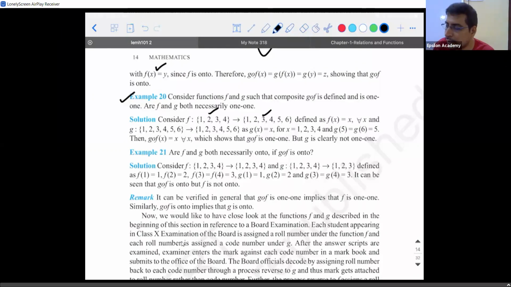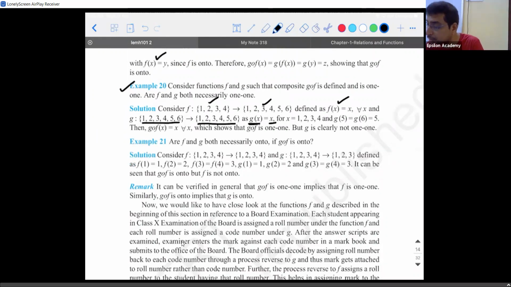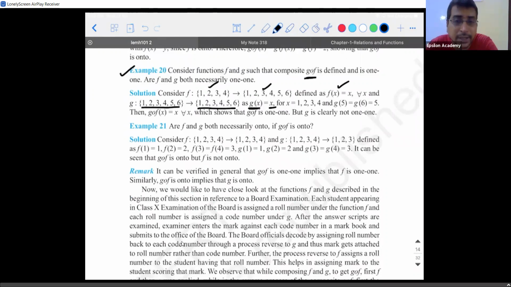So if f is from 1, 2, 3, 4 to 1, 2, 3, 4, 5, 6 defined as f of x is equal to x for all values of x, and g is from 1, 2, 3, 4, 5, 6 to 1, 2, 3, 4, 5, 6 where g of x is equal to x for x equal to 1, 2, 3, 4. He has taken an example where g circle f is defined and is 1 to 1. If that is a scenario, is it necessary that f and g should also be 1 to 1 is the question.